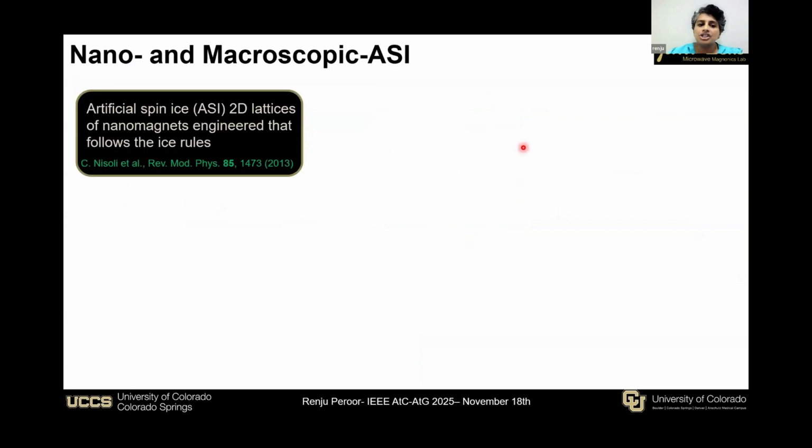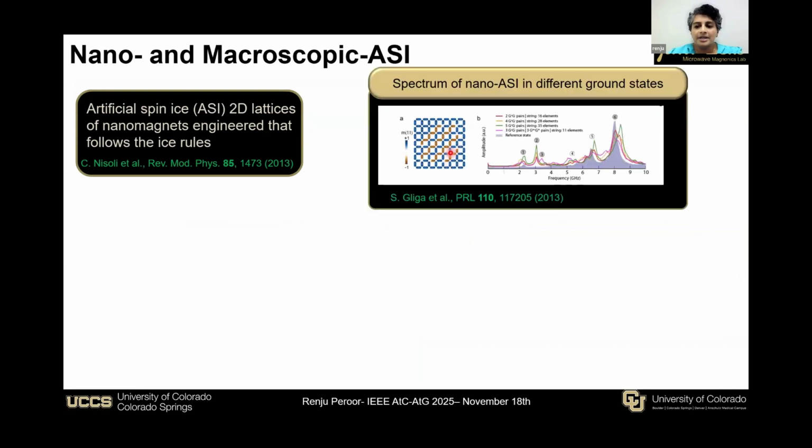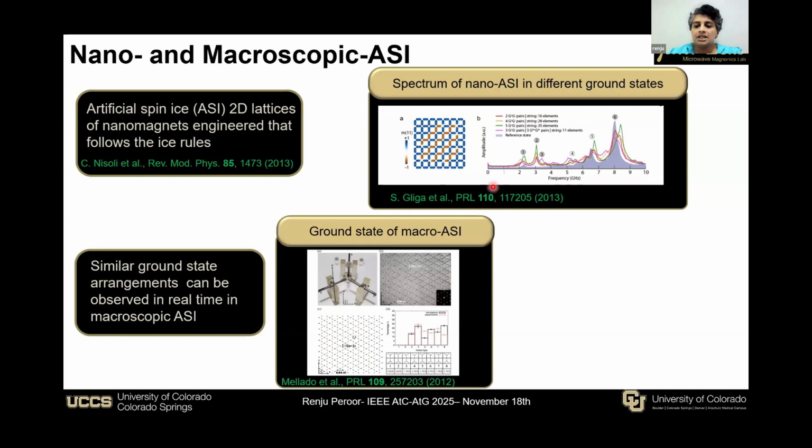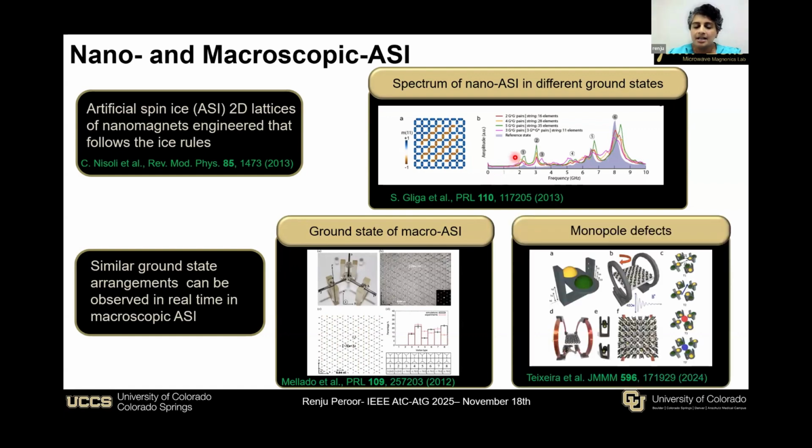Artificial spin ice is made by arranging nanomagnets in a 2D lattice, and that follows the ice rule. There have been a lot of studies on artificial spin ice. One, which I'm showing here, is the numerical study to investigate the spectrum evolution in different ground states. This similar ground state arrangement can be observed in real time in macroscopic artificial spin ice. I'm taking here 2 studies: the study on the ground state of macroscopic artificial spin ice, and also the study on the topological defects like the monopole defects.